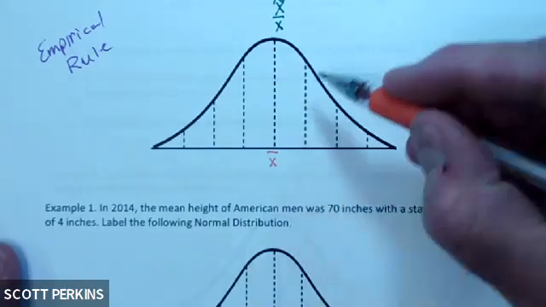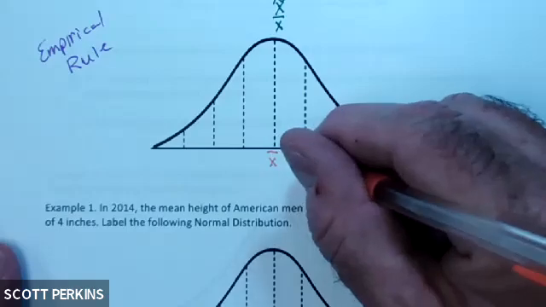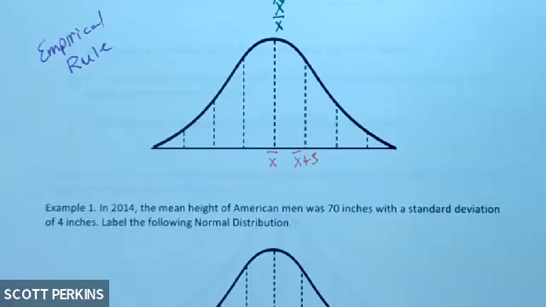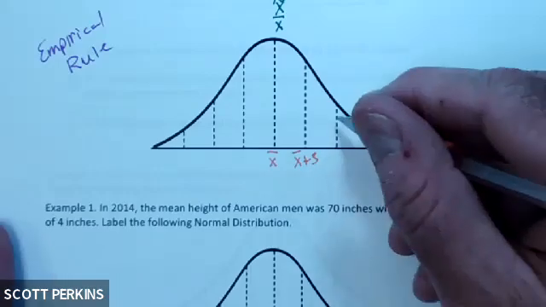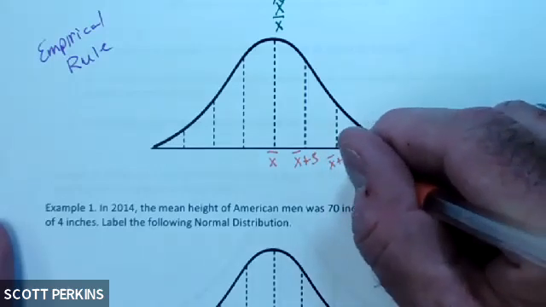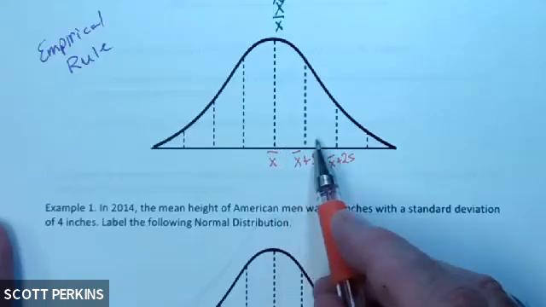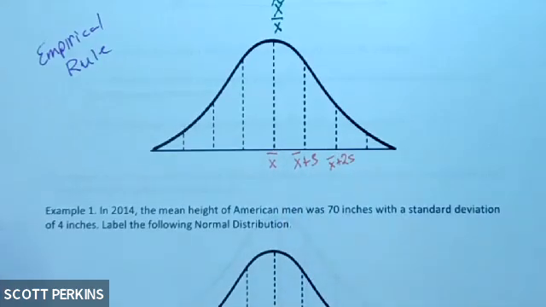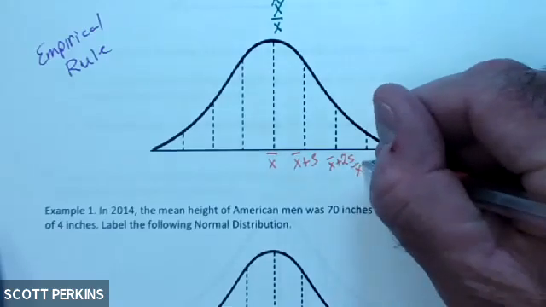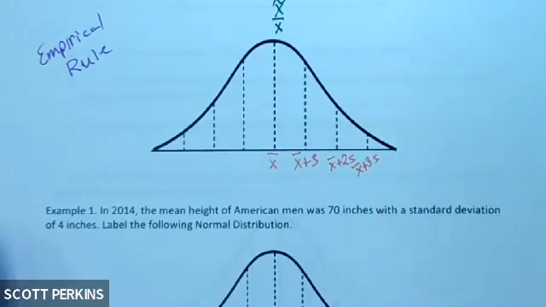So for instance, this next dotted line is the mean plus, and I'm just going to use the letter S for standard deviation. That's one standard deviation. The next dotted line is the mean, x bar, plus 2 standard deviations. We've gone 2 hops, 1, 2, away from the center of the curve. And this last little tiny dotted line right here is the mean plus 3 standard deviations.